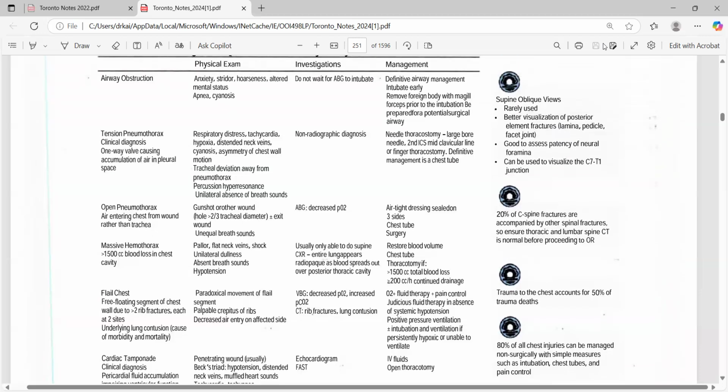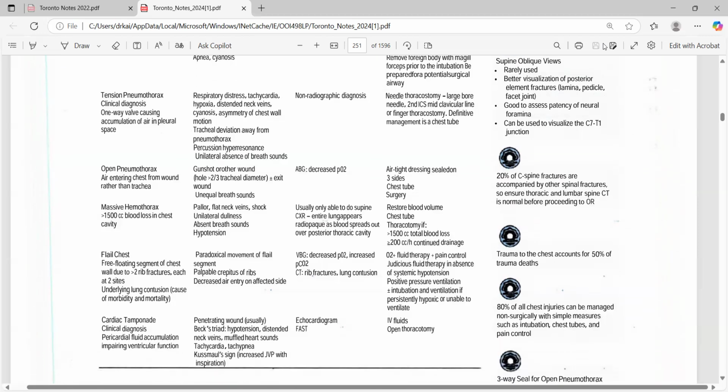So spine oblique views, rarely used, give better visualization of the posterior element fractures, good to assess the patency of the neural foramina, can be used to visualize the C7 to T1 junction. 20% of the C spines are accompanied by other spine fractures. So ensure the thoracic and the lumbar spine CT is normal before proceeding to OR, operating room.